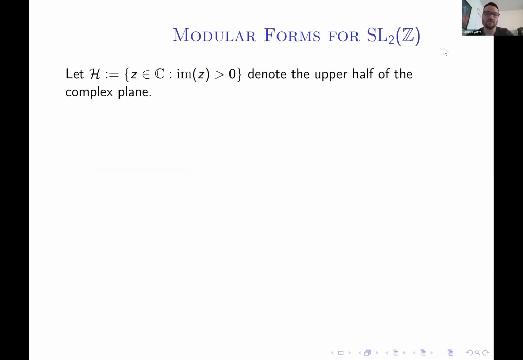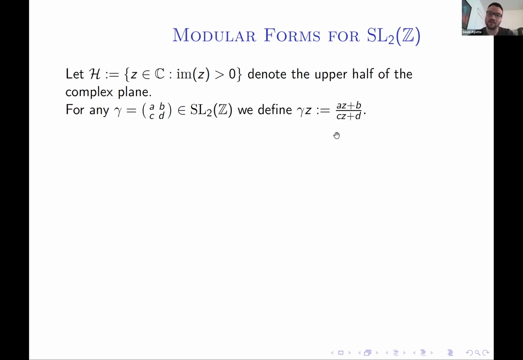Okay, so what are modular forms? Consider H to be the complex upper half plane. We define an action of SL2Z, which is the group of 2x2 matrices with integer coefficients and determinant 1. We define the action via Möbius transformation, like so.